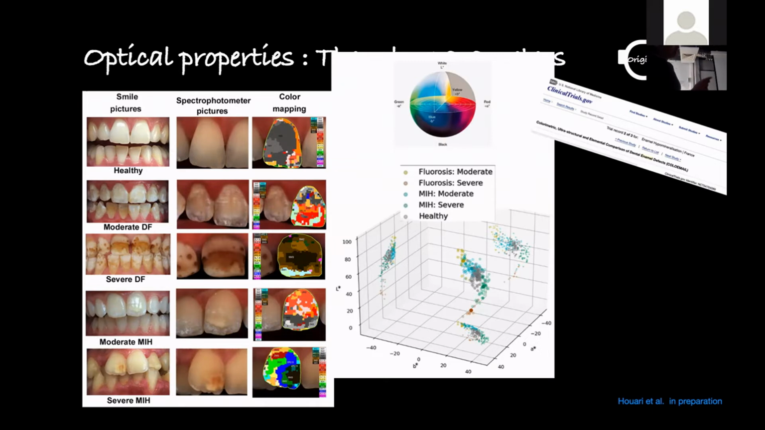And in the middle, just close to healthy enamel, you have in blue MIH moderate form, and in green MIH severe form. And you can see in this spectrogram that MIH pathology is a little bit confusable with the normal color, whereas dental fluorosis color is located at the periphery of the big cluster and could be well defined, or well diagnosed, clinically by this means.